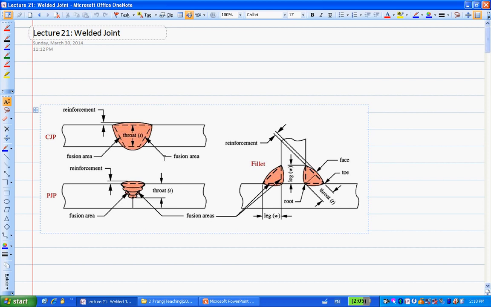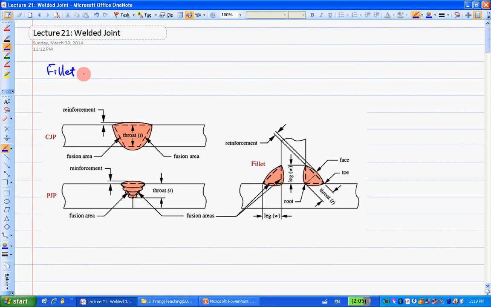How do we analyze the welded joints, and how do we design them? As we said, we're going to focus on the fillet weld, and most of the fillet weld, but we'll also look at the so-called butt weld. So first of all, some of the terminologies.